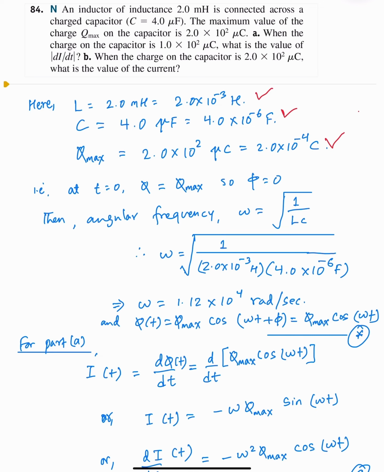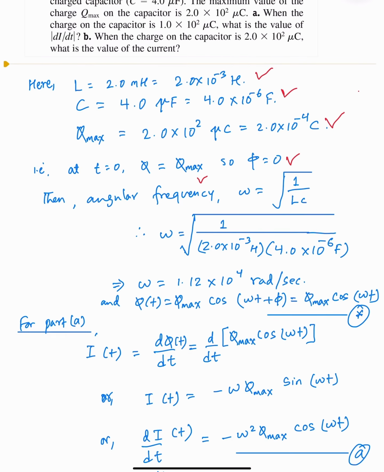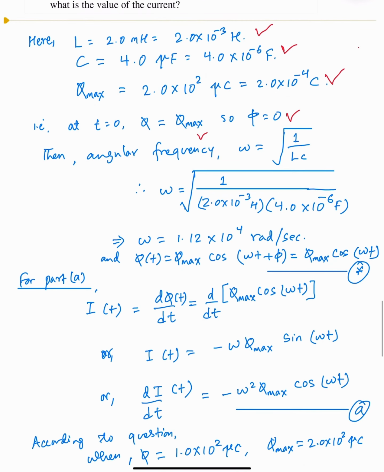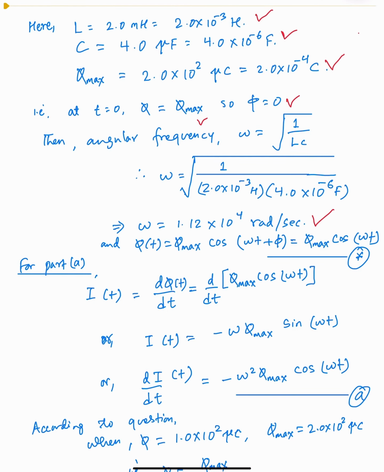So we know at t equals 0, q equals q max, so phi equals 0, so there is no phase difference. So then angular frequency omega equals 1 over root LC, so you will be able to find out omega. So we know, when phi equals 0, the charge at any time t equals q max cos(omega t plus phi). When phi equals 0, it will be just q max cos omega t.